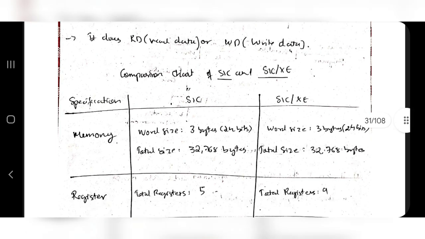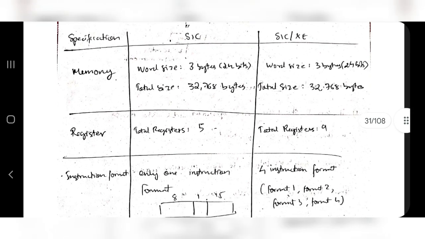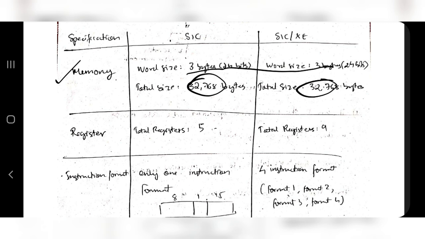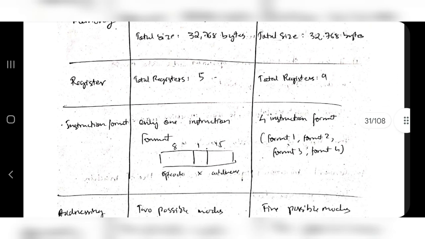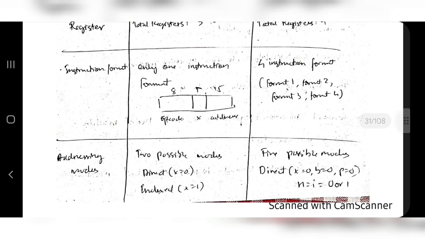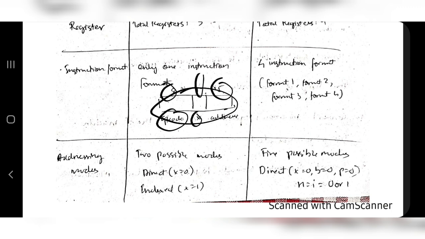Okay, then we have the comparison between SIC and SIC/XE. So first is the specification, the memory. Here the word is 3 bytes, it is same. Here it is 32768 bytes, but here it is 1 MB. Actually it is 1 MB. I have written 32768. You can correct it, it's 1 MB. Okay, and the total registers here are 5. Here the total registers are 9, and here the addressing format is just this one: opcode with 8 bits and X with 1 bit, and address with 15 bits.